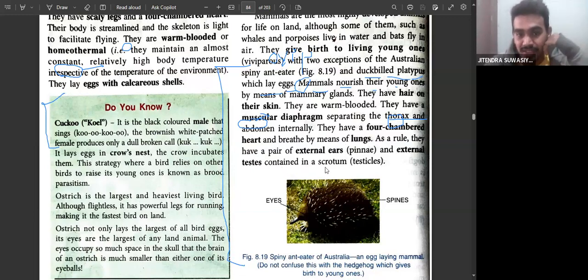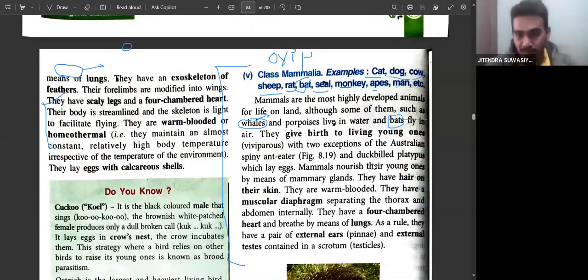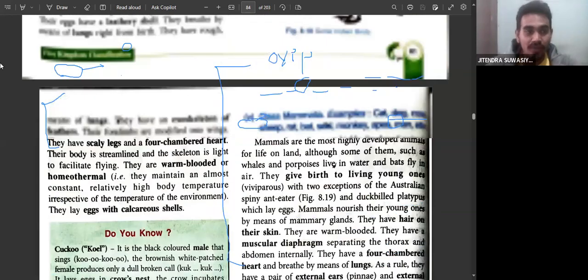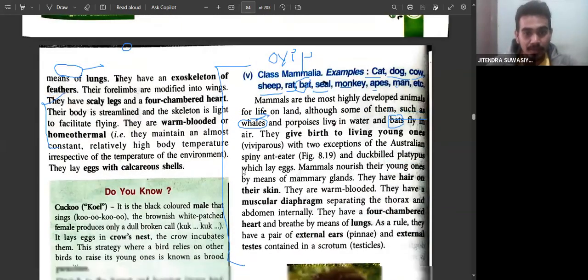After that, we have external testes contained in a scrotum. In mammals, there are separate sexes, male and female. The male has external testes contained in a scrotum, that is testicles. So these are the common features and characters of the class Mammalia.